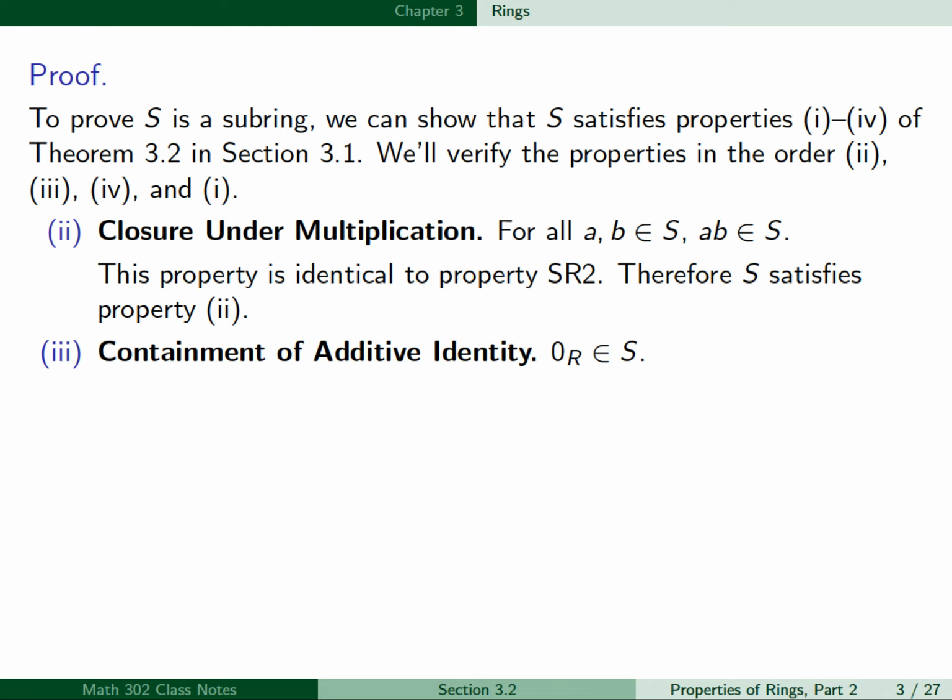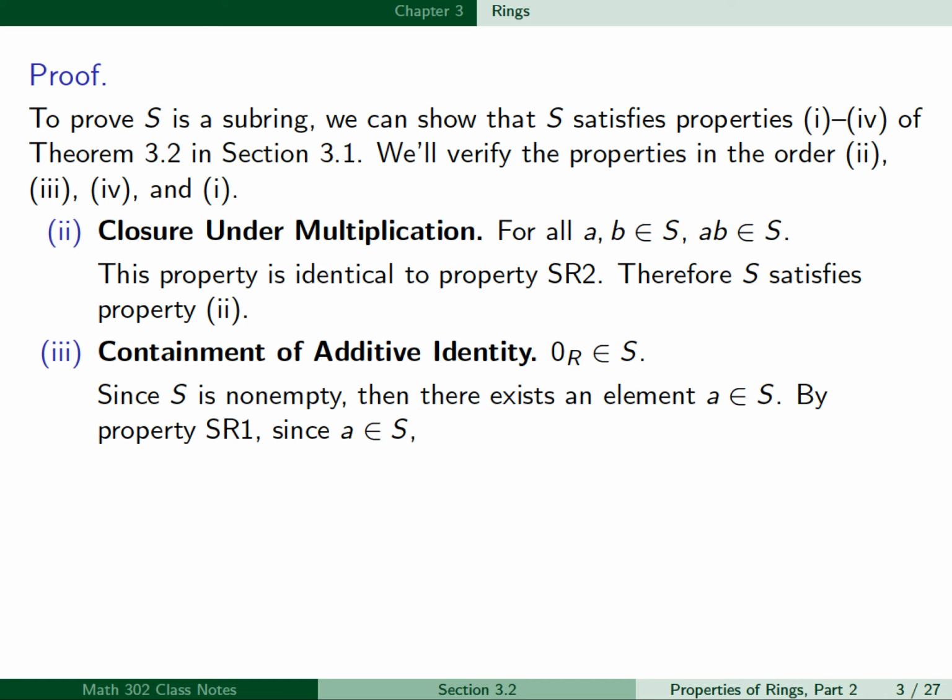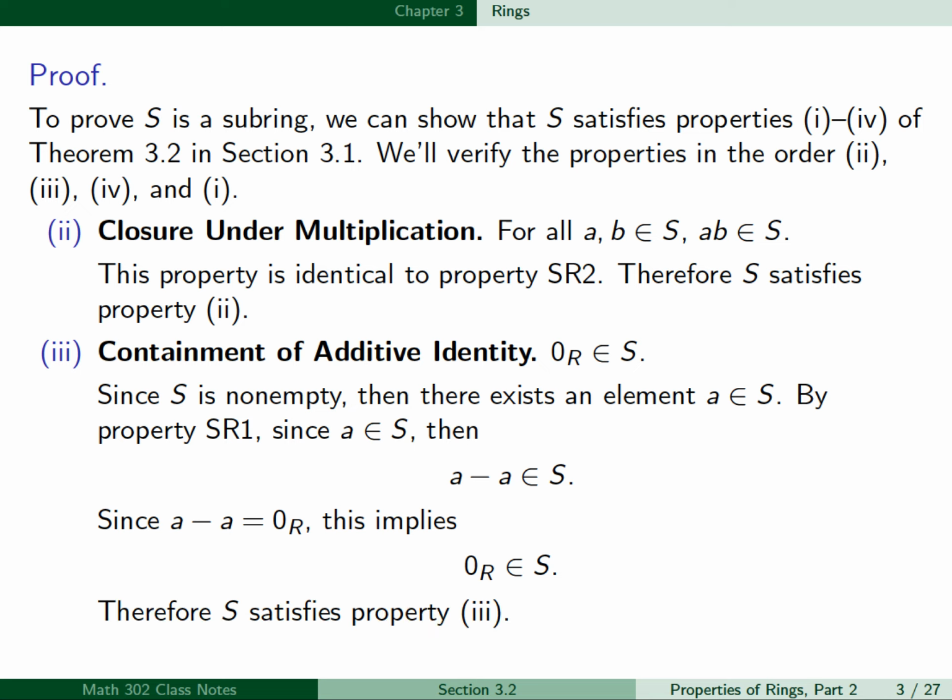Next we have property 3, which is the containment of the additive identity. So this says that 0 sub R belongs to S, or that our subset S contains the additive identity for our ring. Now, since S is non-empty, that's part of our hypotheses in the theorem, then there exists an element A in S. By property SR1, which is closure under subtraction, since A is in S, then A minus A is in S. Well, since A minus A is 0 sub R, this implies 0 sub R is in S. And therefore S satisfies property 3.